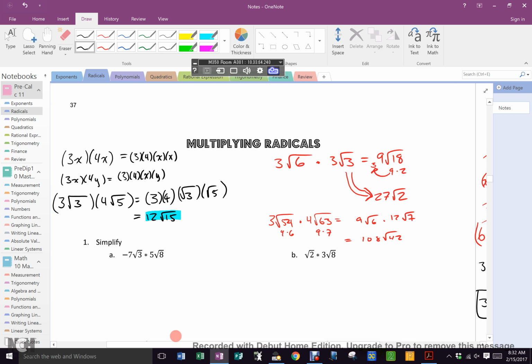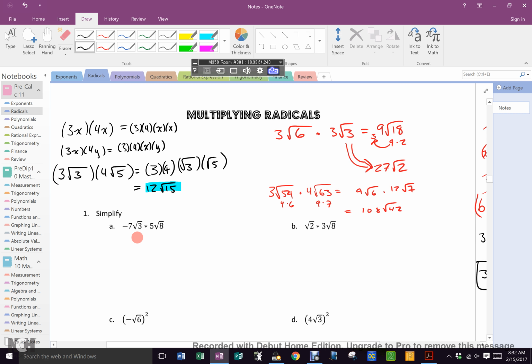Good. Okay. So this first one's super easy, right? It's just like our very first example. There's two coefficients, there's two radicands. Coefficients go with coefficients, radicands go with radicands. So my answer is -35 root 24, right? Now if I stop there, are we okay? Kinda. 24 gets simpler. What's 24? 4 times 6, right? What's the square root of 4? 2. So what comes out? 2. What's already out there? 35. So what's the answer?